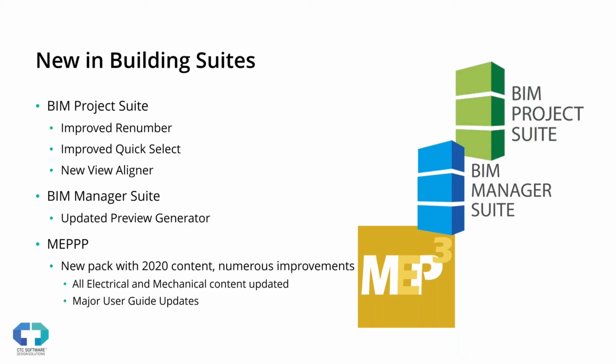The MEP Productivity Pack is undergoing a massive update right now. The new pack will include the 2020 upgraded content. So I know we're in the year 2022 with Autodesk releases, but we always keep the MEP Productivity Pack lagging behind by about 2 years. So this year it's being upgraded to 2020. There's a ton of improvements. All of the electrical and mechanical content has been touched and updated in some form. Symbology has been made consistent in functionality across both disciplines there.